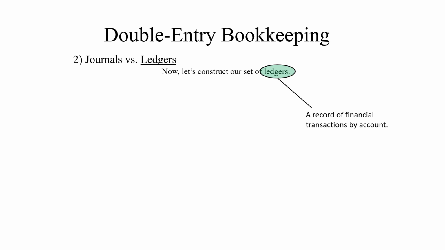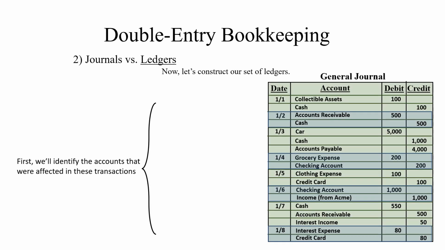Now, let's take that information that was recorded in the journal and construct our set of ledgers. A ledger recontextualizes the financial transactions recorded in the journal. Each account, whether it's cash, checking, accounts receivable, accounts payable, and all the rest, will have its own ledger. Here is our completed journal with transactions 1 through 8 from the previous video. In order to construct a set of ledgers, let's first identify the accounts that were affected by these transactions.